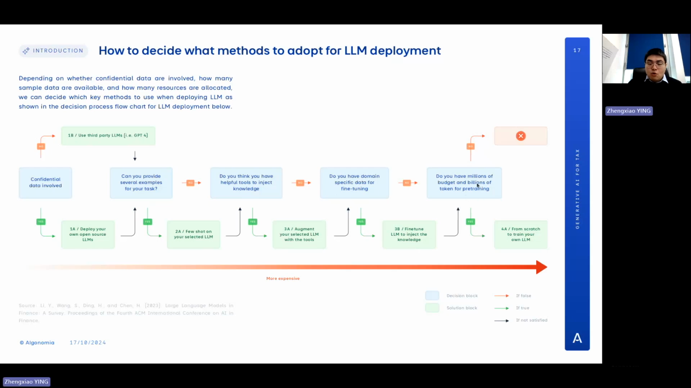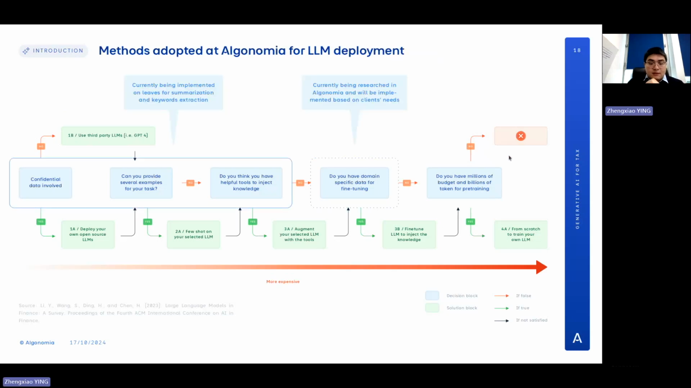Lastly, do you need to build your own LLMs from scratch? This would require millions of dollars and billions of tokens for pre-training, and it's a huge undertaking, usually only feasible for very large tech companies. For most of us, this is not a realistic option and will not be considered. So, as you can see, the complexity and cost increase as you move from simpler tasks to more customized pre-training solutions. In short, the more complex your need is, the more resources, data, and infrastructure you require.